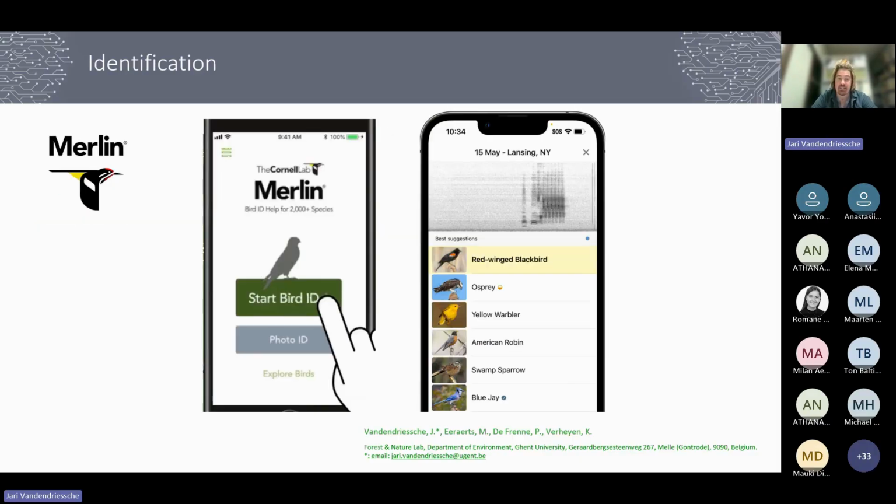And for Merlin, it also has a photo identification tool, but since iNaturalist and Identifier work in the same way, I'm not going to show that. Most importantly, here is the bird vocalization identification that you have, and then you can really see what birds are singing at the time if you record just on the site.